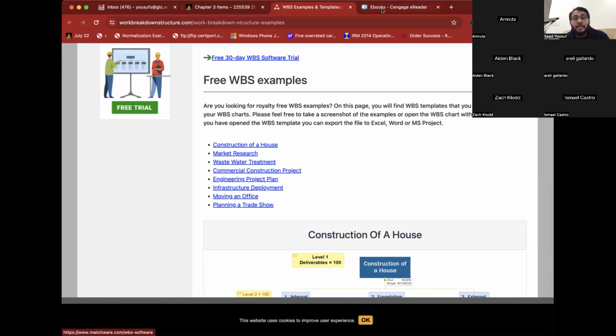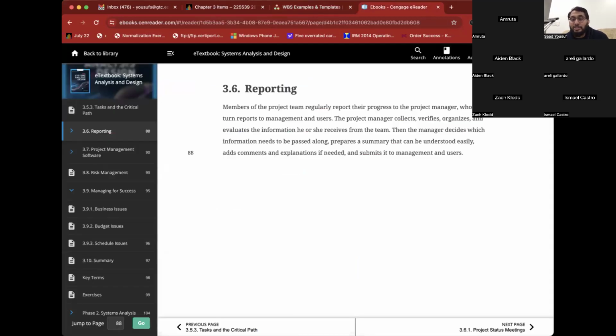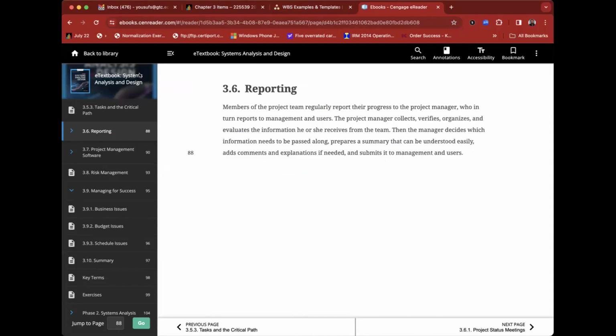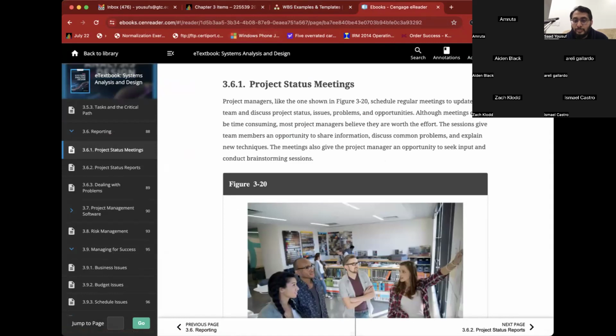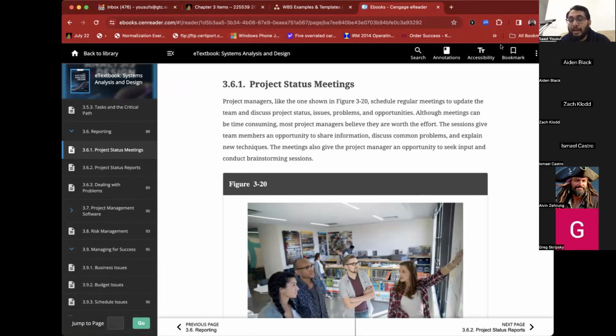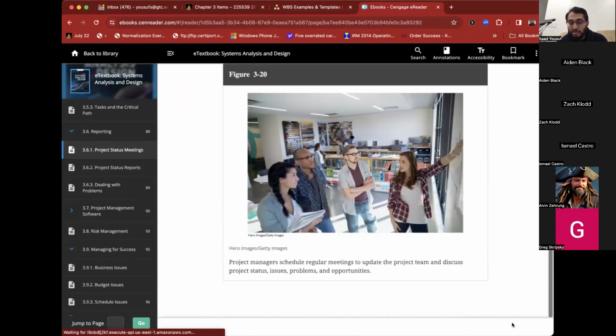Cool. Awesome. So with that, let's move on to the next topic in the book, which is about reporting. So reporting is 3.6, and that's page number 88. Okay, so project status meetings. That's another aspect of your project development, that you will have these meetings. These meetings could happen daily, weekly, depending on the nature of the project, but there has to be some project status meetings in place.